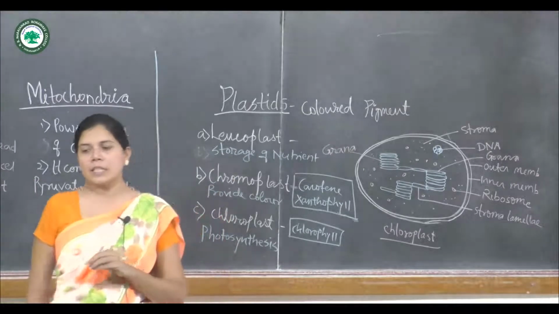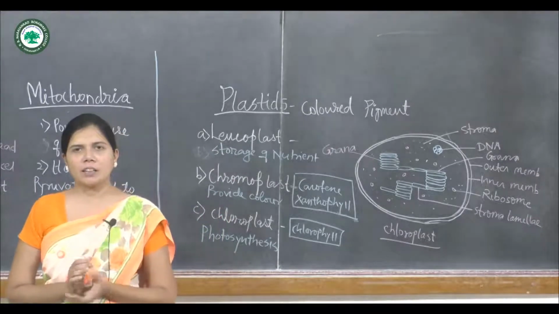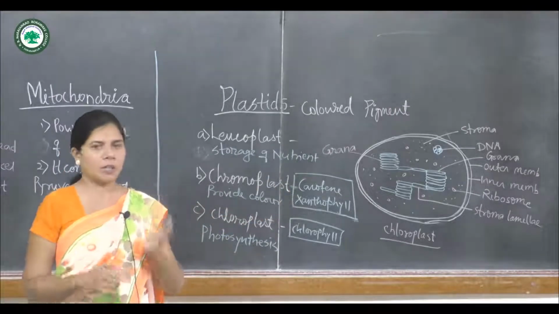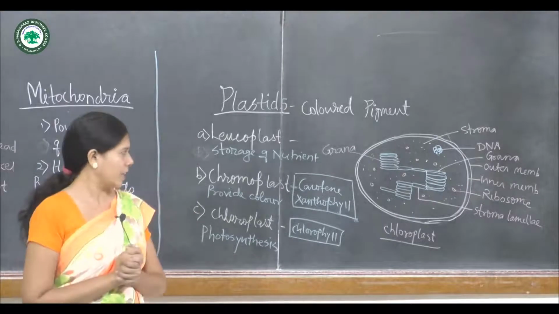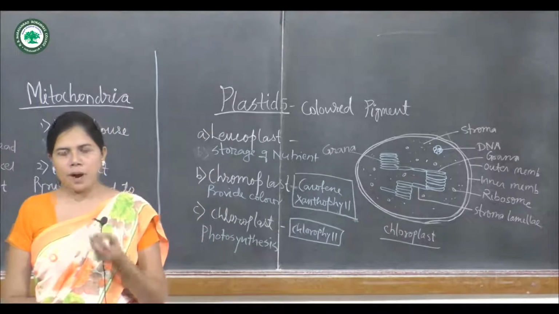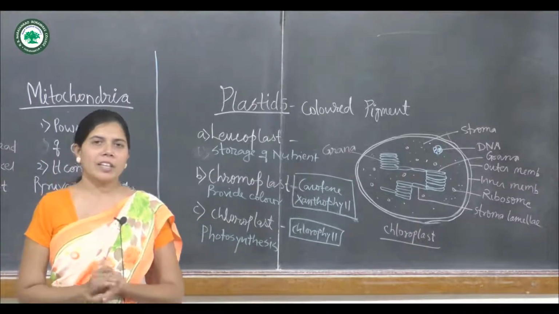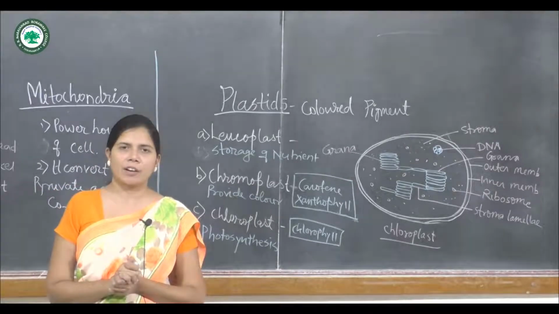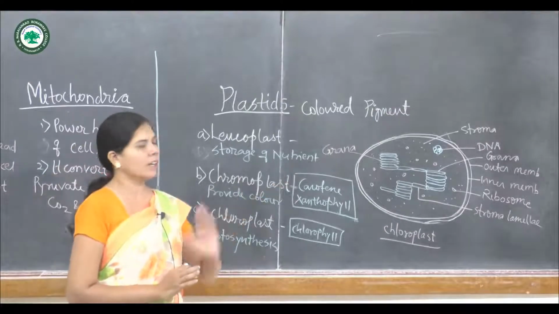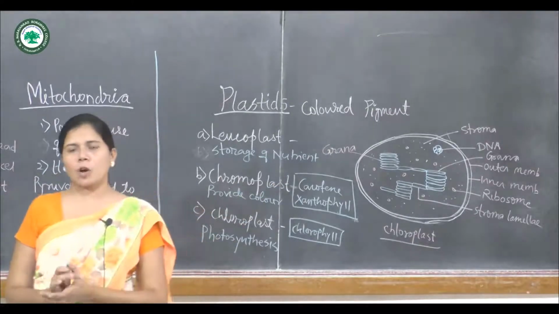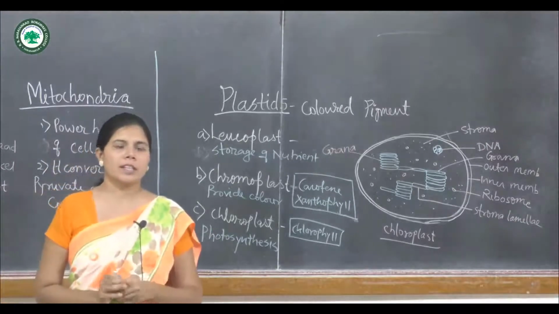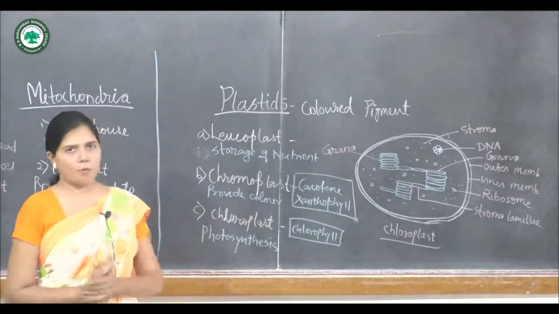The second colored plastid is known as the chromoplast. The chromoplast is the plastid which contains the pigments carotene and xanthophyll. They provide various ranges of color. Yellow, orange and red colors are provided by the chromoplast because it contains the carotene pigment. The petals of the flower as well as fruits are colorful because of the presence of chromoplasts.